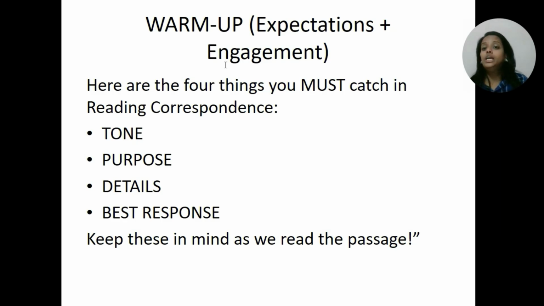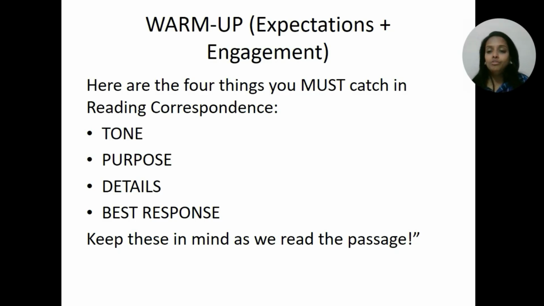In reading correspondence, the first one, tone, is everything. It tells you the writer's attitude, the emotion behind the message. Think of tone like the mood of the email. When you read the message, you have to ask yourself, is the person happy, annoyed, polite, worried, formal, friendly, direct, so many things.